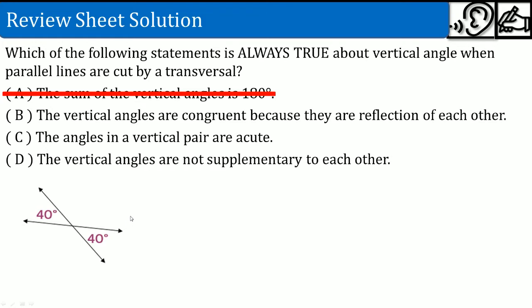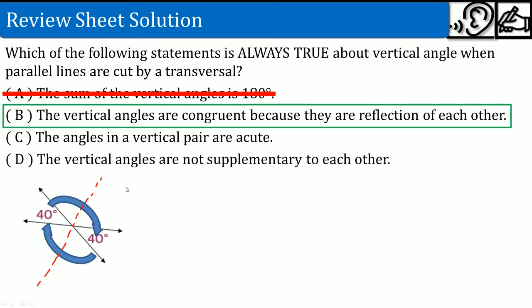Vertical angles are congruent because they are reflections of each other. We reflect 40 on this side, and we reflect 40 to this side. Some of you may want to see the line of reflection. So there you go. That was your line of reflection. So yeah, that looks good. Are the angles in a vertical pair congruent? I gave you an example here, right?